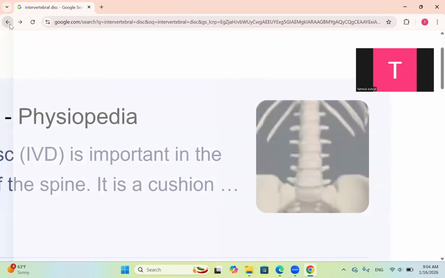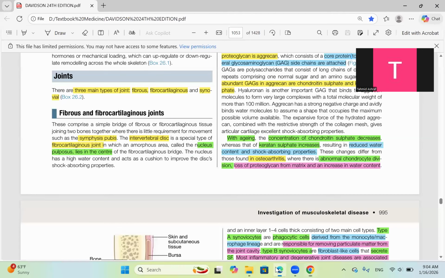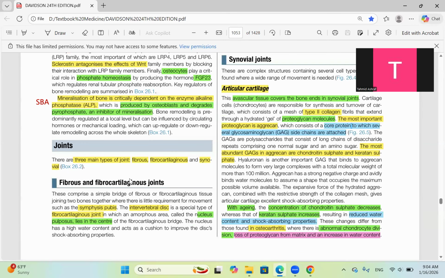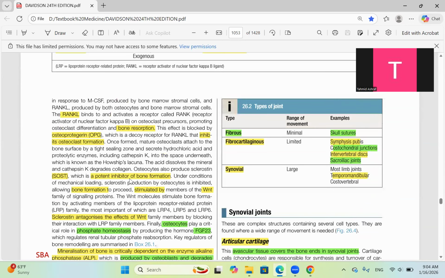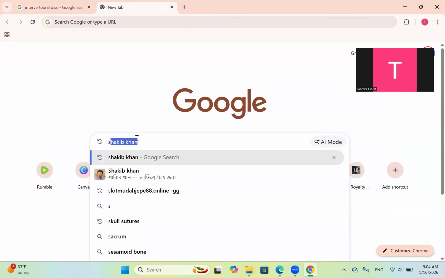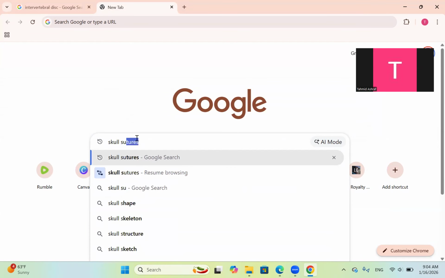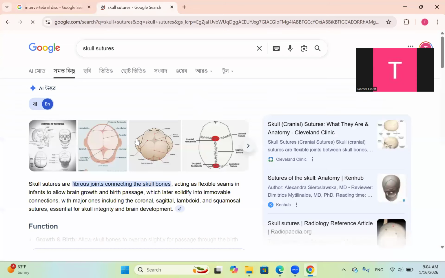Okay, let's get back to our original page of the textbook. So the intervertebral disc and the symphysis pubis are examples of fibrocartilaginous joint. Fibrous joint. Examples of fibrous joint are skull sutures. Skull sutures we all know, but as I want to show you everything, let me show you these also so that you always feel confident.